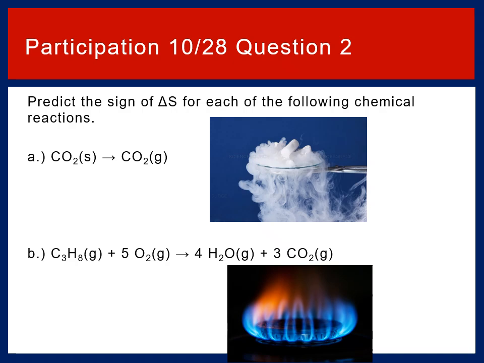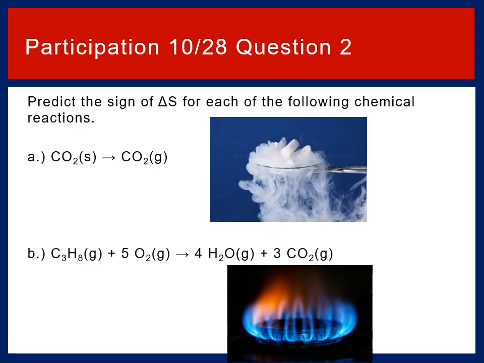Participation 1028, question 2. Predict the sign of delta S for each of the following chemical processes. A, CO2 solid becomes CO2 gas, and B, C3H8 gas plus 5O2 gas yields 4H2O gas and 3CO2 gas. This is the second question on participation 1028 due Tuesday, October 28th at 11:59 p.m. over on Blackboard. Link to the assignment is right below the links to these videos.